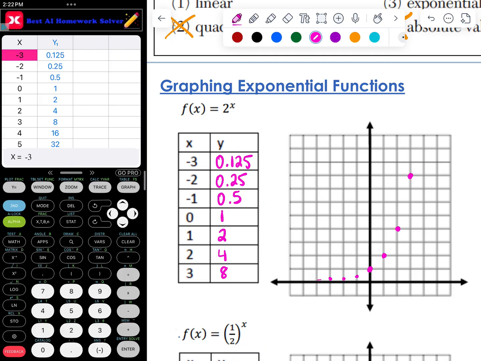But then you'll kind of start to notice what happens. And we're going to connect those dots together. We're going to make sure that we're curving that line and extending it with an arrow in both directions. And it's not going underneath that 0 for right now. Okay, that's it. We're going to label f of x is equal to 2 to the x power.